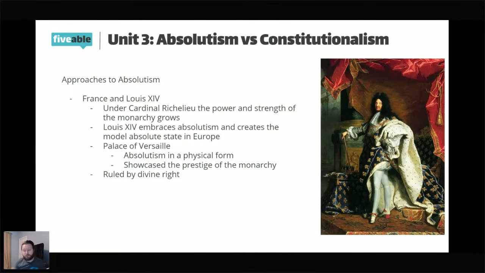Louis XIV rules by divine right, the idea that God placed him there and that he is next in line. He is God's representative on earth, just below God and Jesus and the Holy Spirit, the whole shebang. He also revokes the Edict of Nantes.